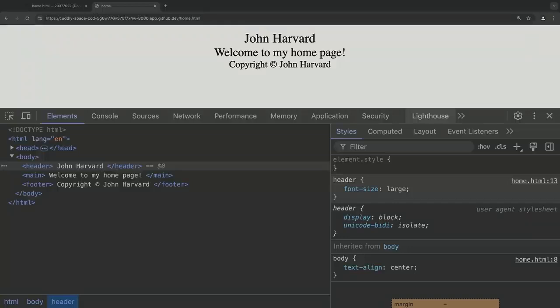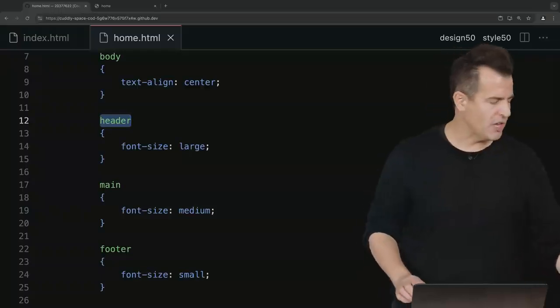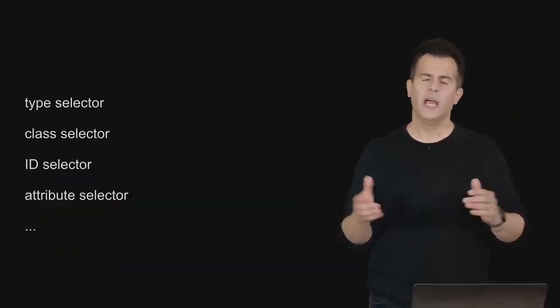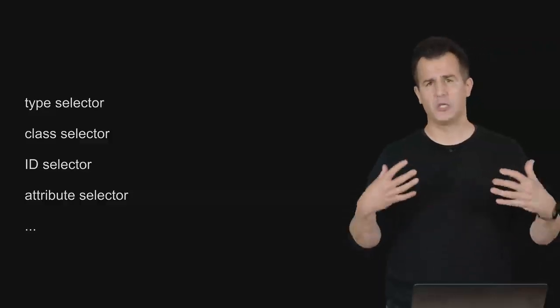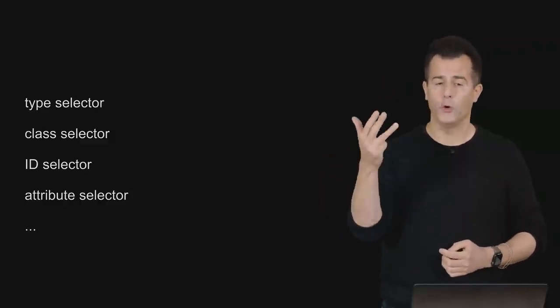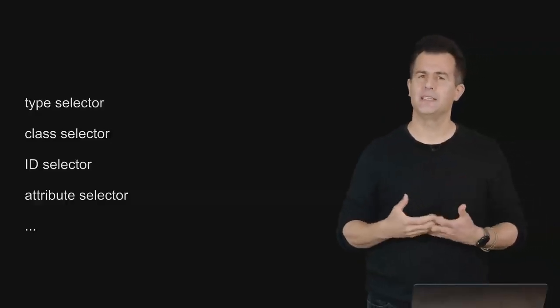Let me go back now to VS Code, and let me propose to introduce another way of selecting elements. Previously, I mentioned there was this whole list, and what we've just done is select things by way of their type. The type of the tag was body, or header, or main, or footer. But there's these things called classes in CSS.